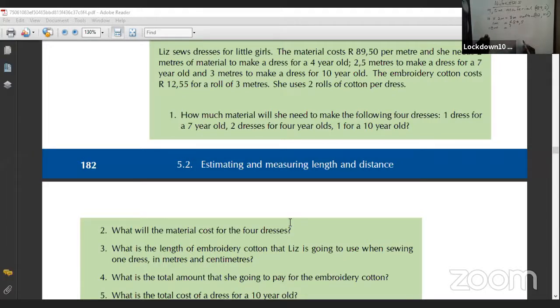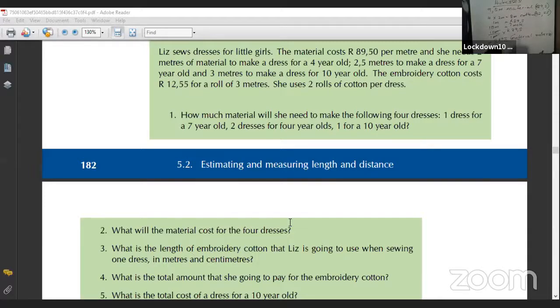We need to figure out what is the cost of this. From our simple proportion, we know that this is going to cost us more, right? If it is going to cost us more, we say a bigger number over a smaller number, multiplied by quantity. Meters and meters cancel out, and you are left with 10 times 89.5. We have 895. So this is the cost of the material for the 4 dresses.